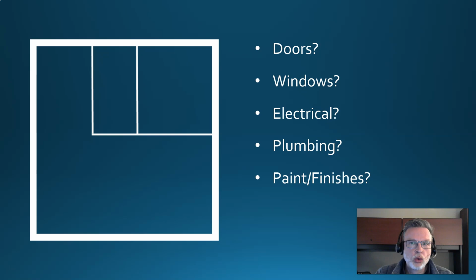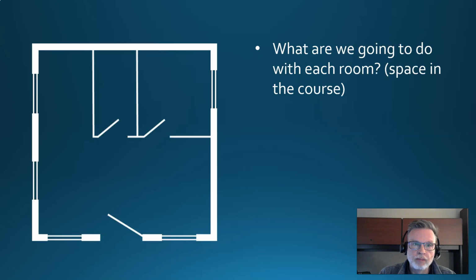Do we need to add doors? Do we need to add windows? Do we need to add electrical and plumbing? What kind of paint and finishes do we want in our house? The same questions apply when we're building and designing our courses. Well, I've gone ahead here and I've added some doors and windows in this, so it's looking a little bit more like a usable house.